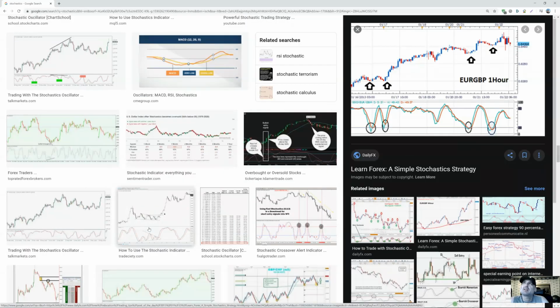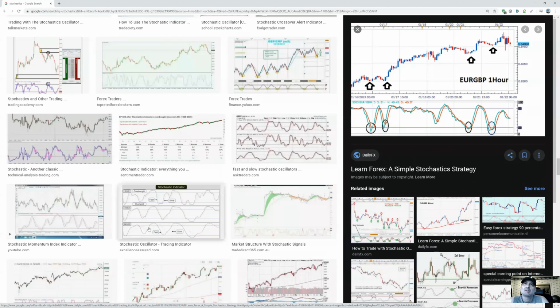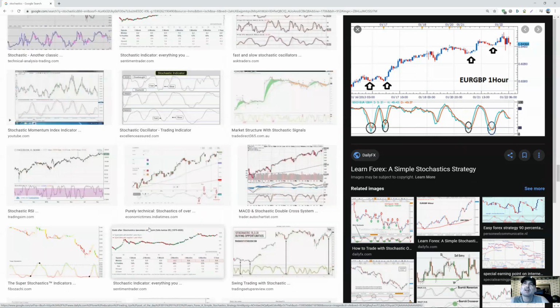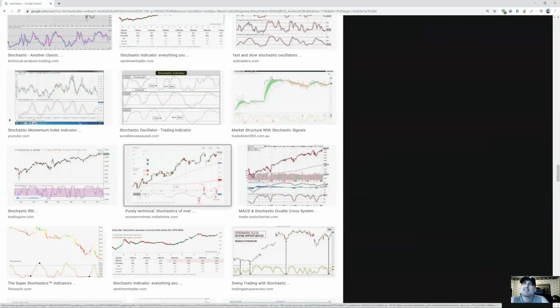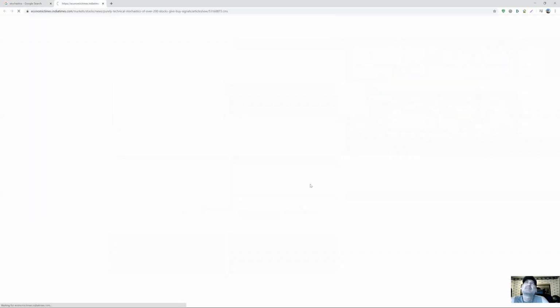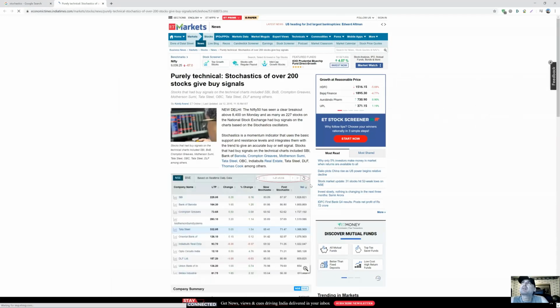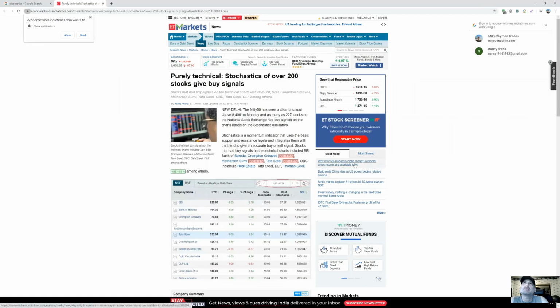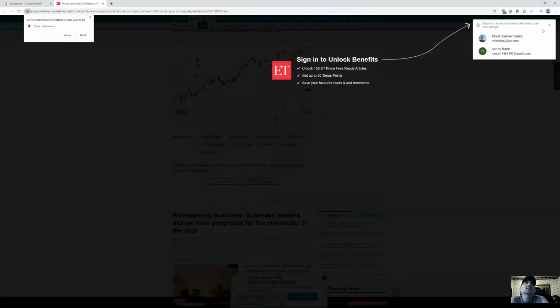Let's see what we got here. Looking for some other good charts to show you. See what this chart is here. Economics, India Times.